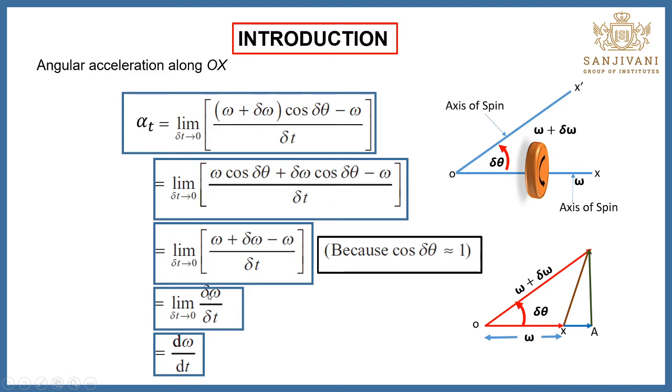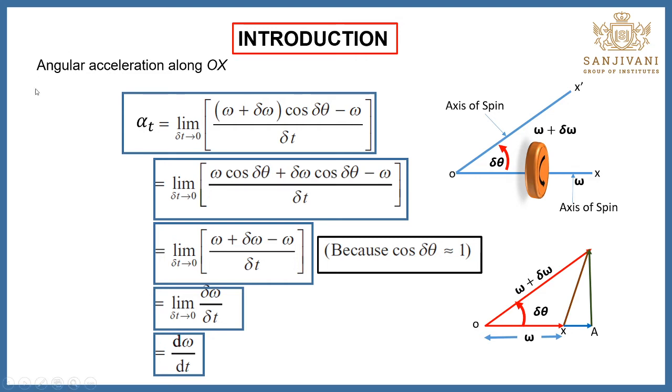Now alpha t is equal to, if we consider the component which is along the OX, which is the AX, that horizontal component, just consider this triangle. The horizontal component OA is equal to omega plus delta omega into cos delta theta, minus omega, and we will find this XA. With respect to time we will find out the angular acceleration, which is the tangential acceleration.